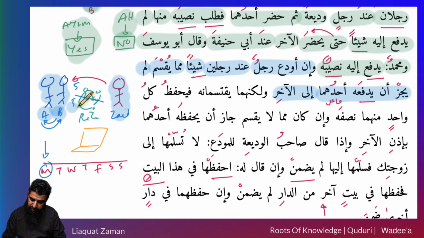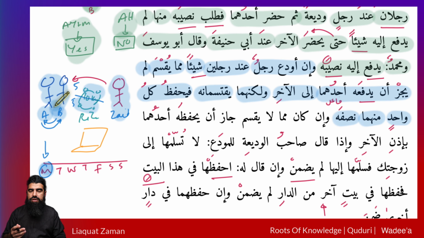A cannot hand it over to B. Rather, they both must divide it between themselves, so 50-50, and therefore each one of them will safeguard half of it. So this is the Monday hand over. On Monday, before they actually depart, they have to divide it between themselves. They can't hand it over to each other because Zayd had made both of them the trustees.